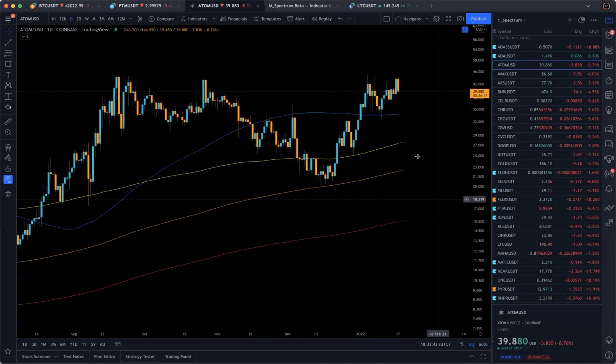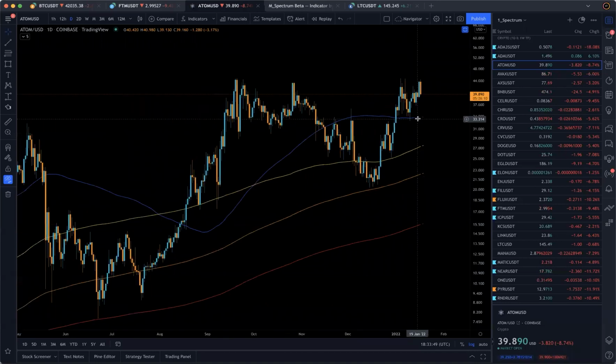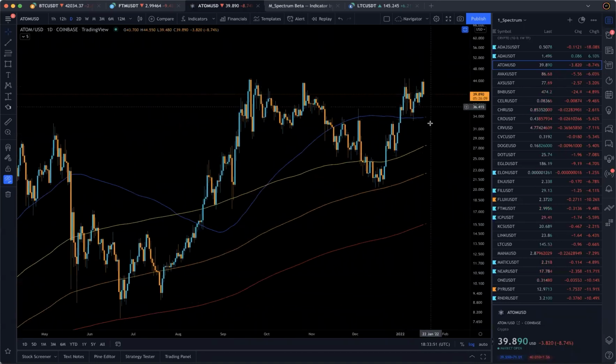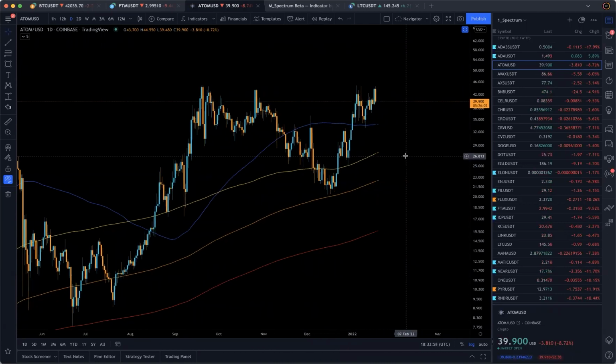What it has to do is stay above it, and if it continues moving up, then we'll see these lines getting vertical. Right now they are at an angle, and they'll start moving up as well, and that will be the beginning of a new leg on the upside. So clearly on the one day, Atom is in a great position.